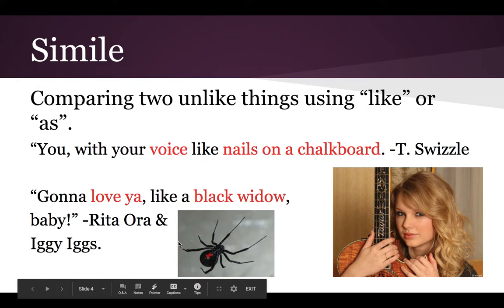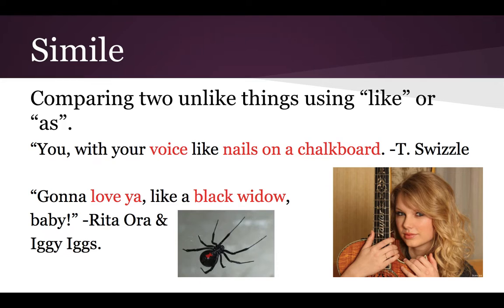All right, so a simile, that's one that I feel like everybody seems to use. It's kind of the default. It's comparing two unlike things using like or as. T. Swizzle, or Taylor Swift, said, "your voice like nails on a chalkboard." Iggy Azalea, kind of an old reference, but "Gonna love you like a black widow, baby" would also be comparing love to a black widow, meaning maybe you don't want this person's love.